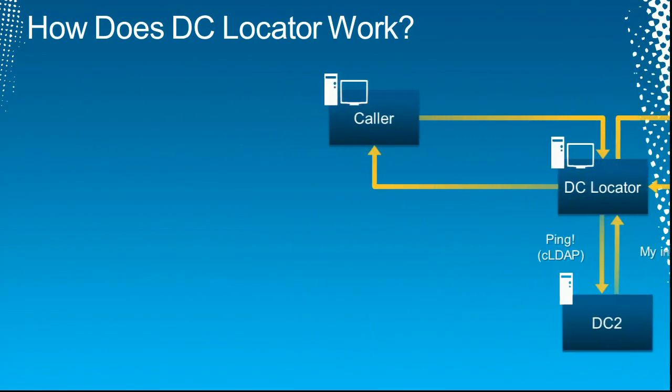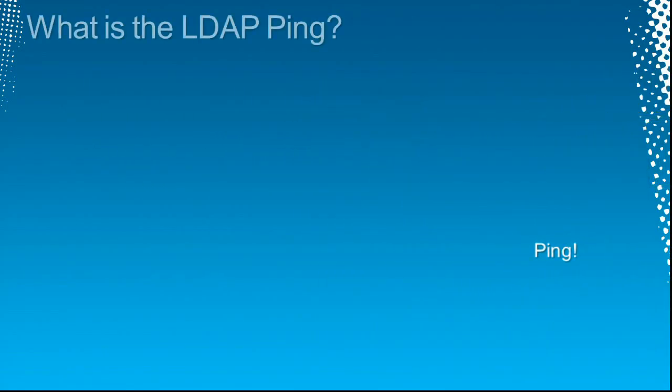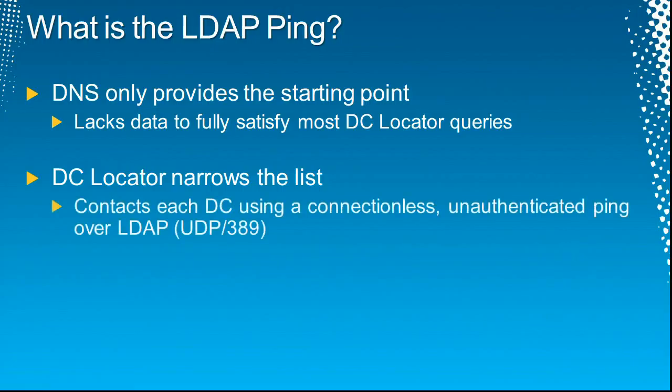So let's talk about this LDAP ping. What is that about? Well, DNS doesn't know all the story about the different capabilities that domain controllers can provide. So it is the responsibility of DC locator narrowing that list that DNS returns to the client and guarantee a specific domain controller that meets some criteria given by the requester. It's a connectionless and a non-authenticated ping through UDP 389.